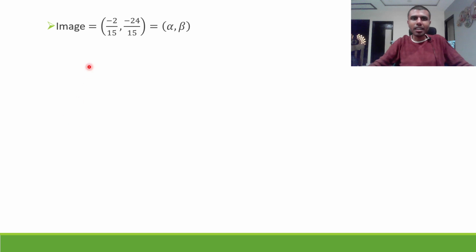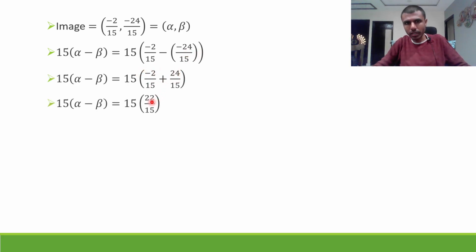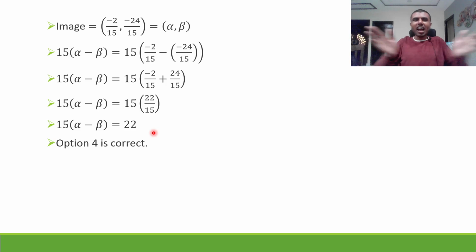The question is almost done. Now they asked 15 into (alpha minus beta). Alpha is minus 2/15. Beta is minus 24/15. So minus of minus is plus. 24 minus 2 is 22. 22, 22 cancel. 22 and option 4 is correct.